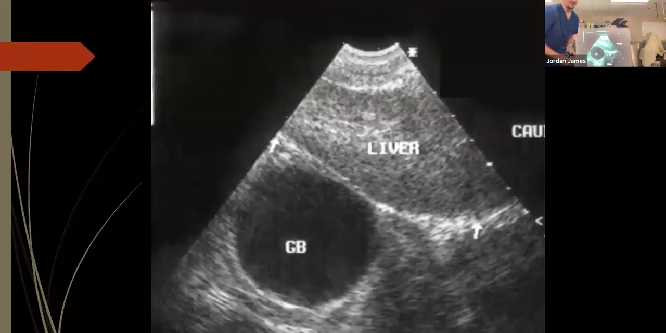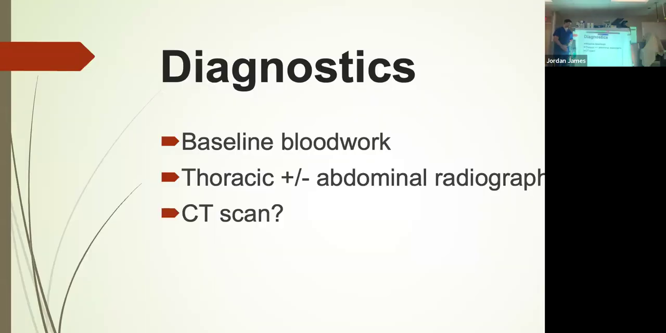All right, so this is going to be pretty obvious in terms of FAST scan. We've got the different organs labeled. You can see the liver showing up, the gallbladder is nice and distended, and then you can see the heart shadowing down there. So if you're seeing things like that, diaphragmatic hernia goes to the top of the list in terms of your diagnosis. Baseline blood work, again, is going to be important just to assess their overall stability, kidneys, liver.